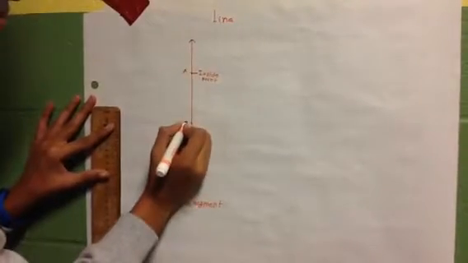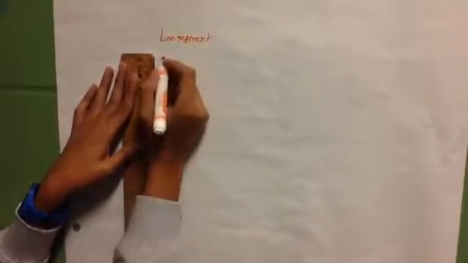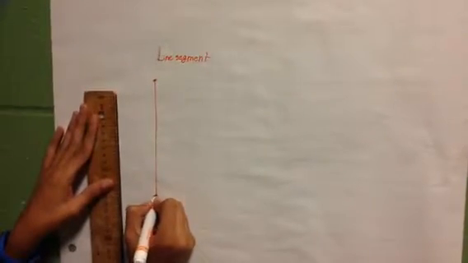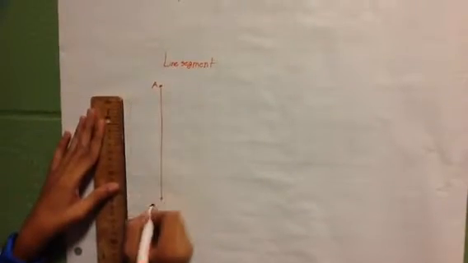Okay, so now we're going to start on line segments. Line segments have two endpoints, so both sides end at a certain place. So you see, it's just like a line, but it has endpoints this time. As you see, he placed the endpoints, now he's going to label them A and B.